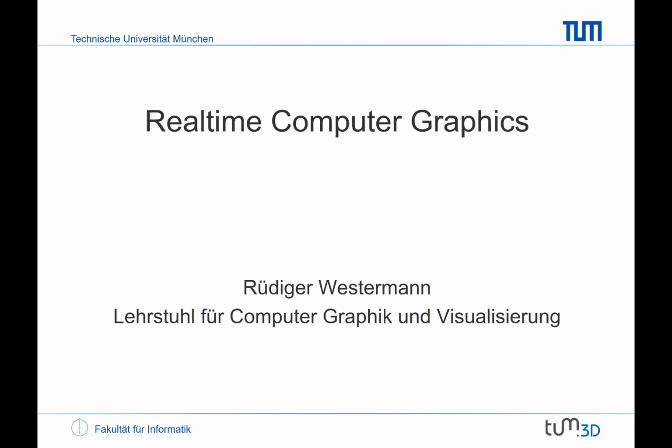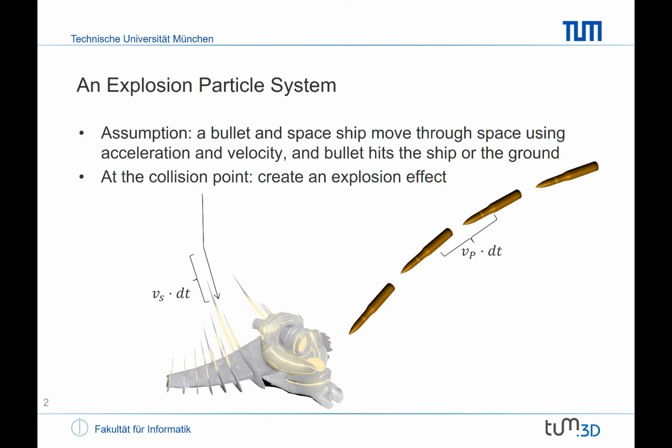So, ladies and gentlemen, let us talk about the implementation of a little explosion system today. What is the assumption here? We assume that there's a bullet and a spaceship, both move through space with a certain velocity. They may get acceleration, but that's not so much of interest for us.